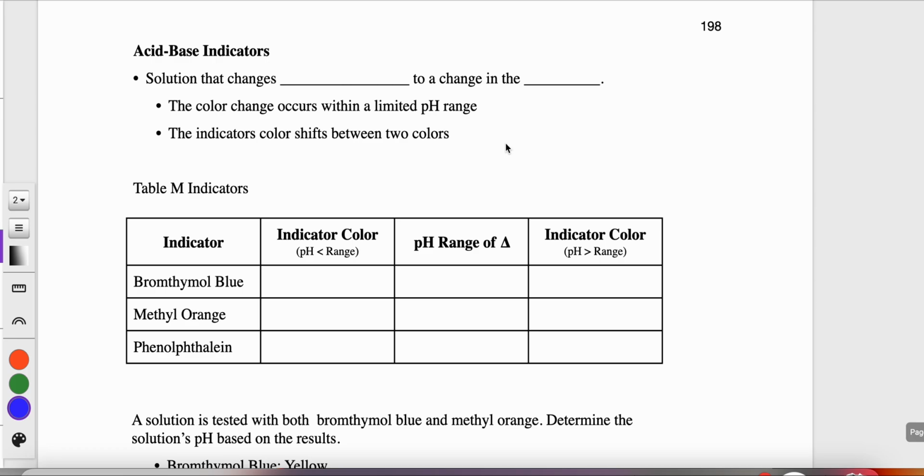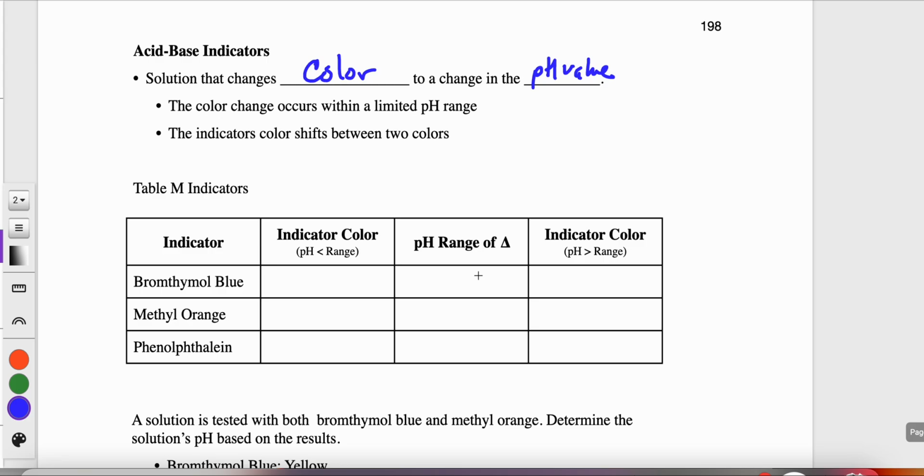Indicators. There are solutions out there that will change color due to a change in the pH value. These are a nice visual indicator to show us when the pH value of a solution is shifting. It's either becoming more acidic, so the hydrogen ion concentration increases, or it's becoming less acidic, more alkaline or basic, because the hydrogen ion concentration decreases.